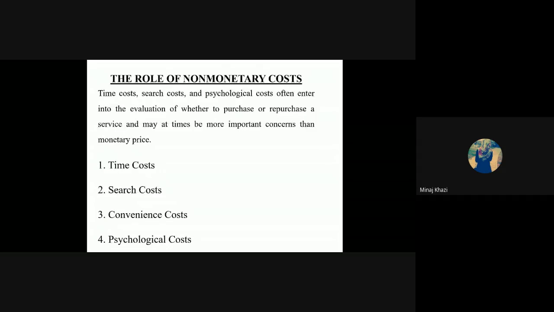That is the cost that is involved, that is a search cost. Next is convenience cost. So what is convenience cost? You already know services are intangible and are produced and consumed at the same time. If the service provider's time and your time don't match, then one of you should have the convenience to provide the service to the other person.